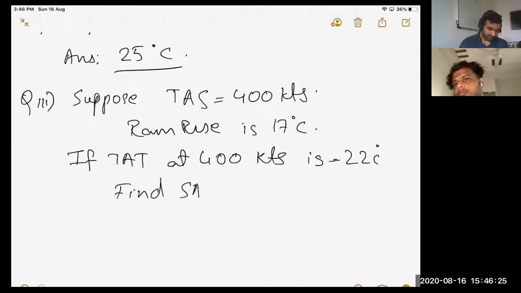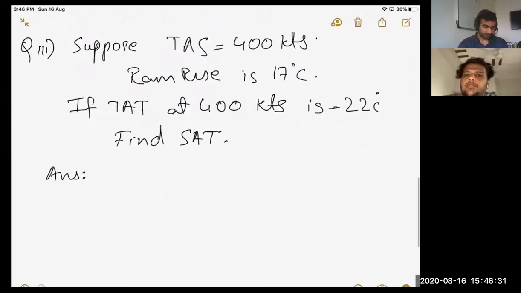To find SAT, suppose TAS was 400, RAM rise is 17. RAM rise is equal to TAT minus SAT. So if you want SAT, you have the RAM rise, you have the TAT, all you need is SAT. TAT is always higher.